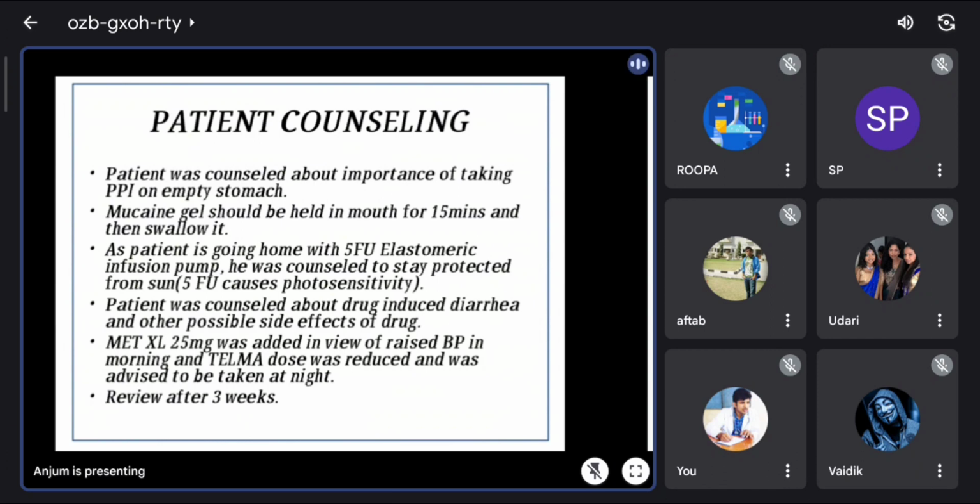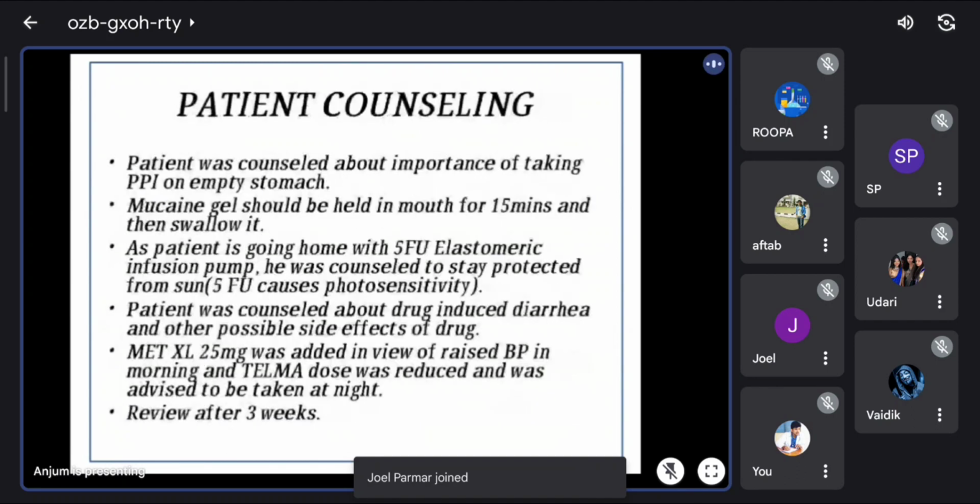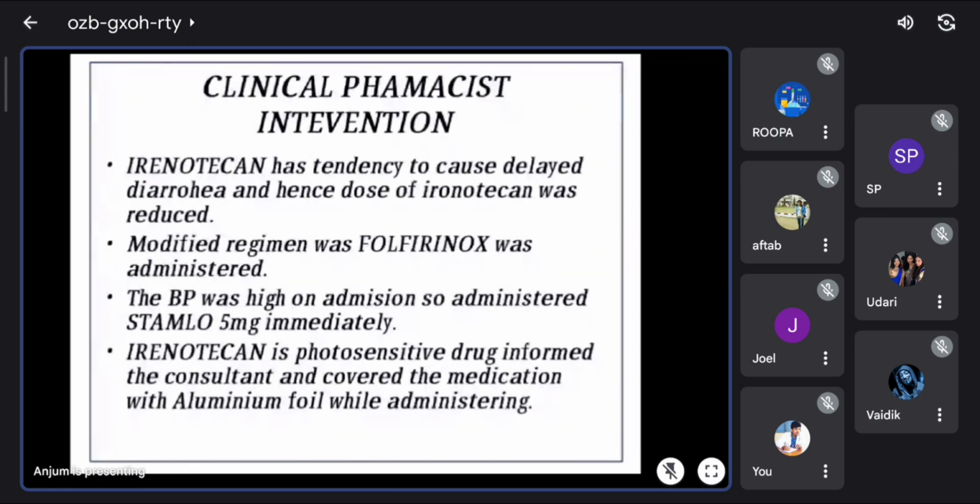The patient was explained about the diarrhea, that it was because of the drug and he couldn't tolerate the higher doses, that's why he experienced the diarrhea. And he was counseled that we have added Metexel and changed the dose of Telma. And next, as this is a 3 weekly regimen, we advised the patient to come after 3 weeks for another cycle. So this is the role of the pharmacist.